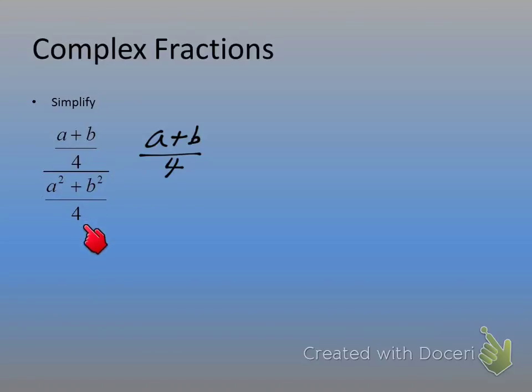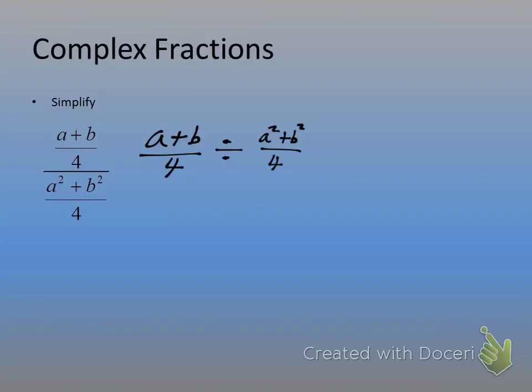And when you have it set up as a fraction like this, essentially what you're doing is numerator divided by denominator. So you have a plus b over 4 divided by a squared plus b squared over 4. So we're going to go ahead and set that up, divided by a squared plus b squared all over 4.